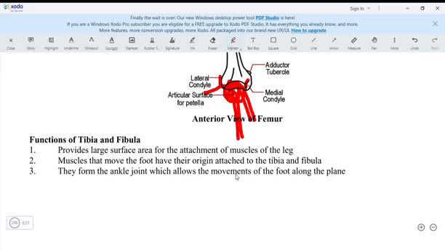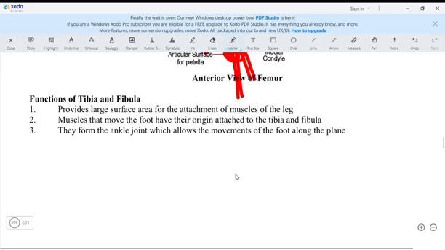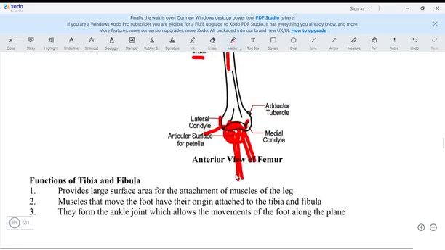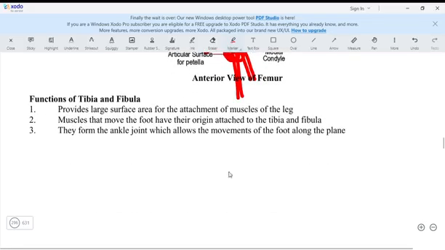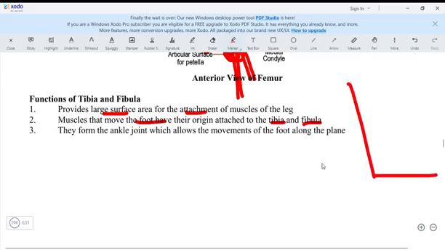Now let's go to the tibia and fibula, the two bones that are connected to the femur. These provide a large surface area for the attachment of the muscles of the leg. The muscles that move the foot have their origin attached to the tibia and fibula. It means a muscle coming from the leg goes to the foot.